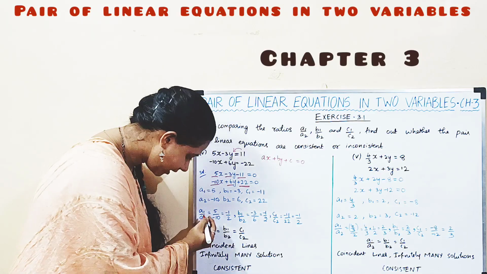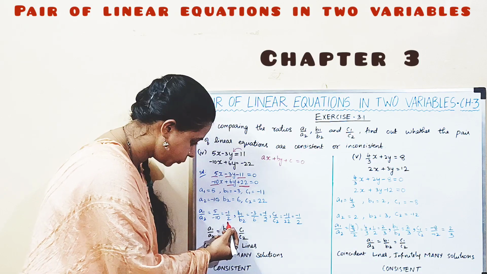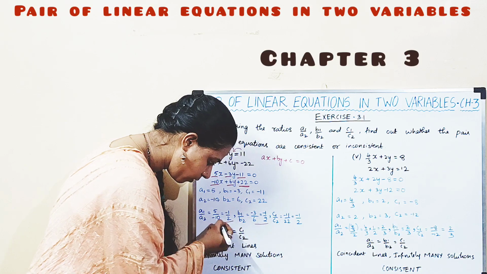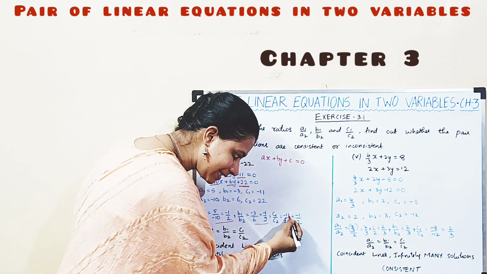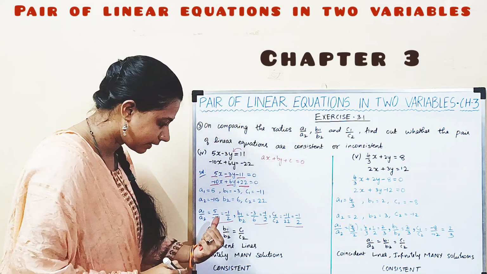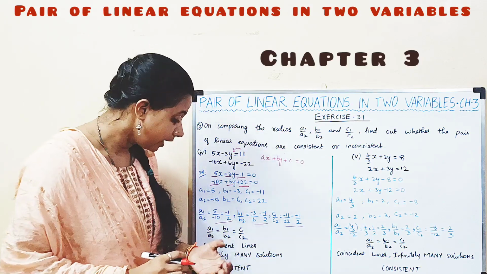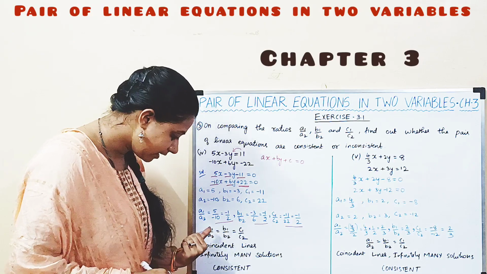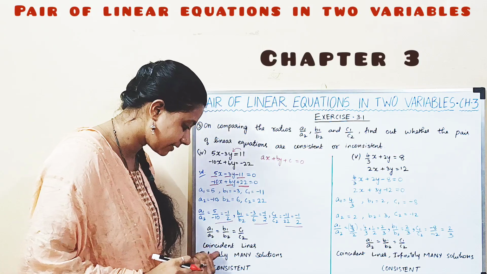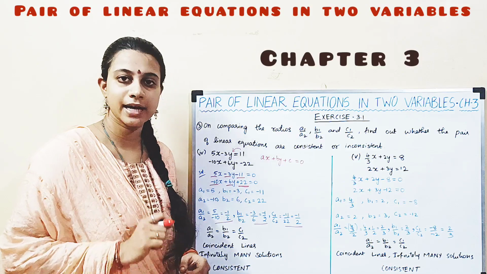Okay. So we will take the ratios a1 by a2 is equal to 5 by minus 10 which is equal to minus 1 by 2 and b1 by b2 is equal to minus 3 by 6 which is also equal to minus 1 by 2 and c1 by c2 is equal to minus 11 by 22 which is also minus 1 by 2. Here we can clearly see that a1 by a2 is equal to b1 by b2 is equal to c1 by c2. If this condition is present, then we can say the lines are coincident and the pair of linear equations has infinitely many solutions. So this pair of linear equations is consistent.